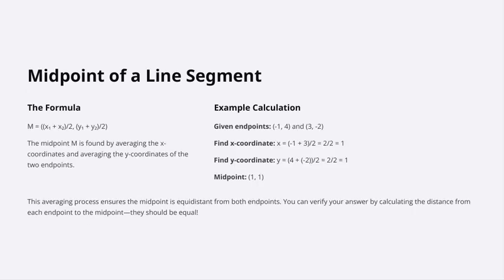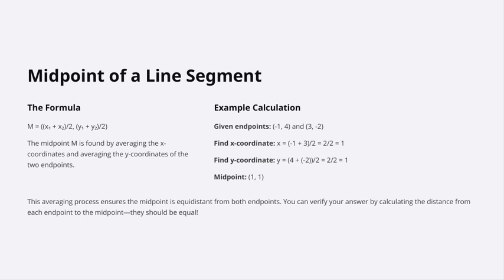Let's take a closer look at how to find the midpoint of a line segment. The key idea here is the formula, which is m equals the average of the x-coordinates and the average of the y-coordinates of the 2 endpoints. Specifically, we write it as m equals (x1 plus x2) divided by 2, (y1 plus y2) divided by 2. This means to find the midpoint, we just need to calculate the average of the x values and the average of the y values separately.